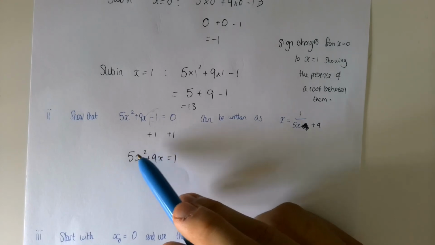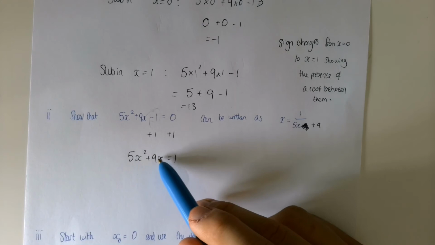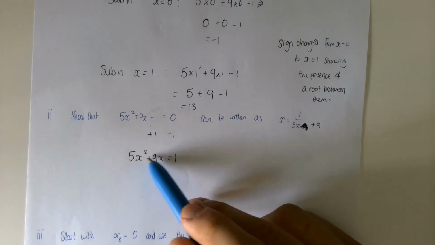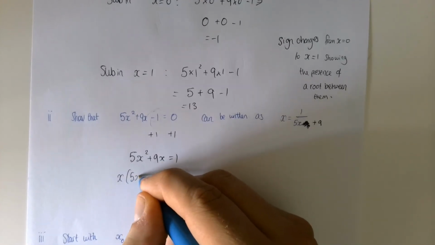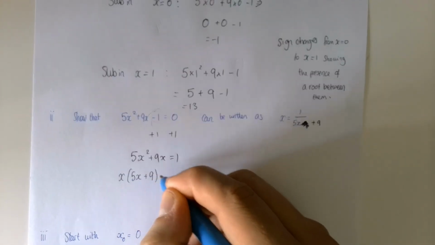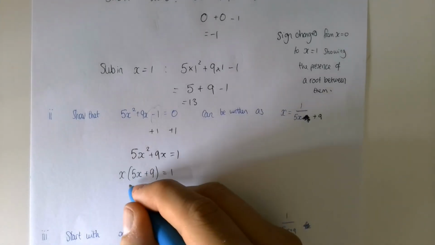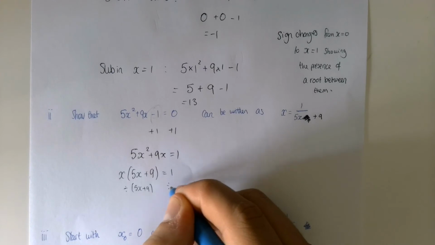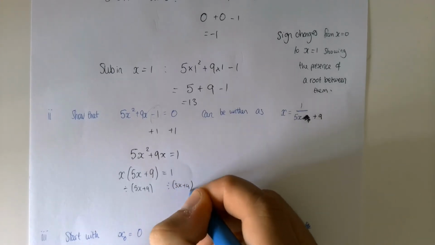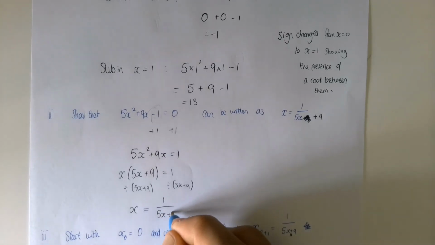So how could I use that fact? How could I get 5x plus 9? Well, straight away I spot there is a common factor of x in here. So I could try taking out that common factor. x brackets 5x plus 9 equals 1. I've just done some factorisation. And then I could just divide both sides by that bracket. That gives me x equals 1 over 5x plus 9.